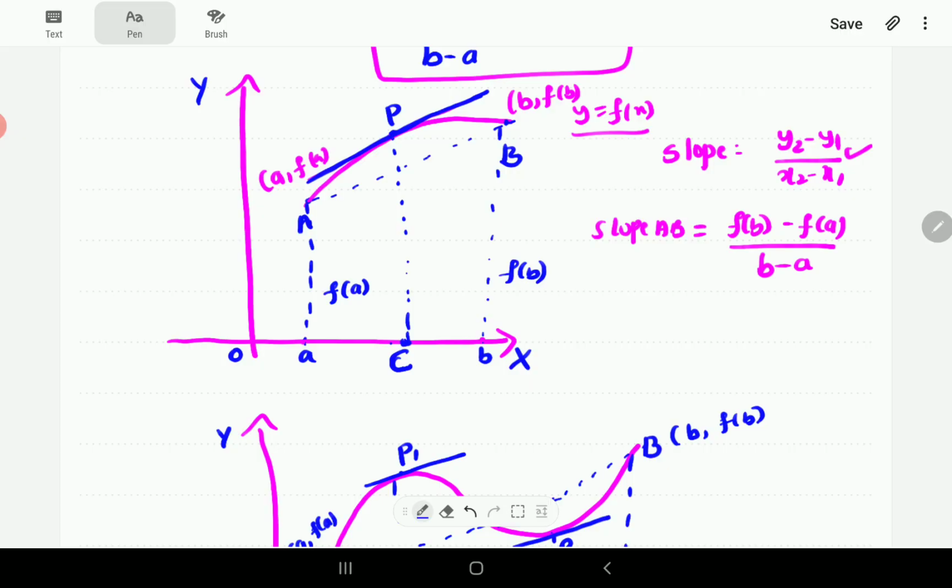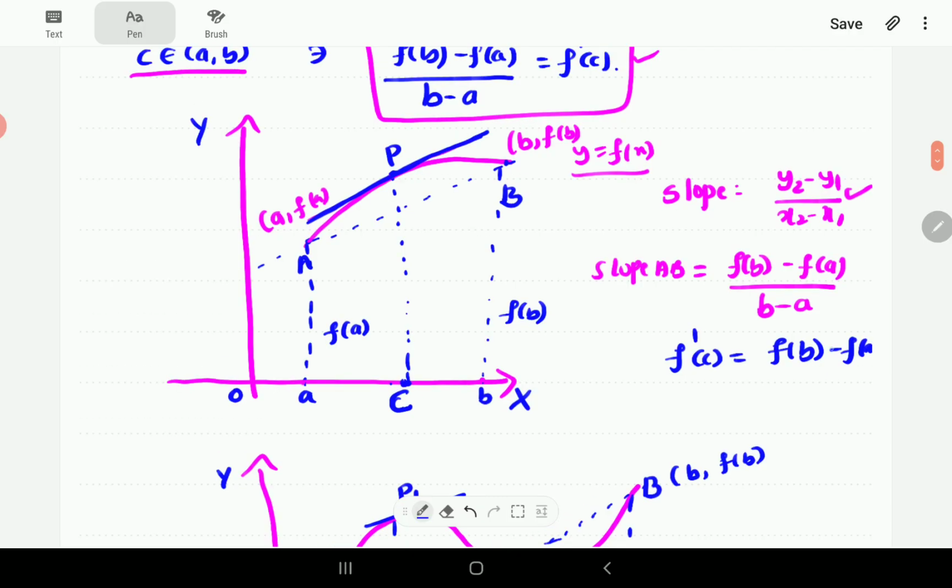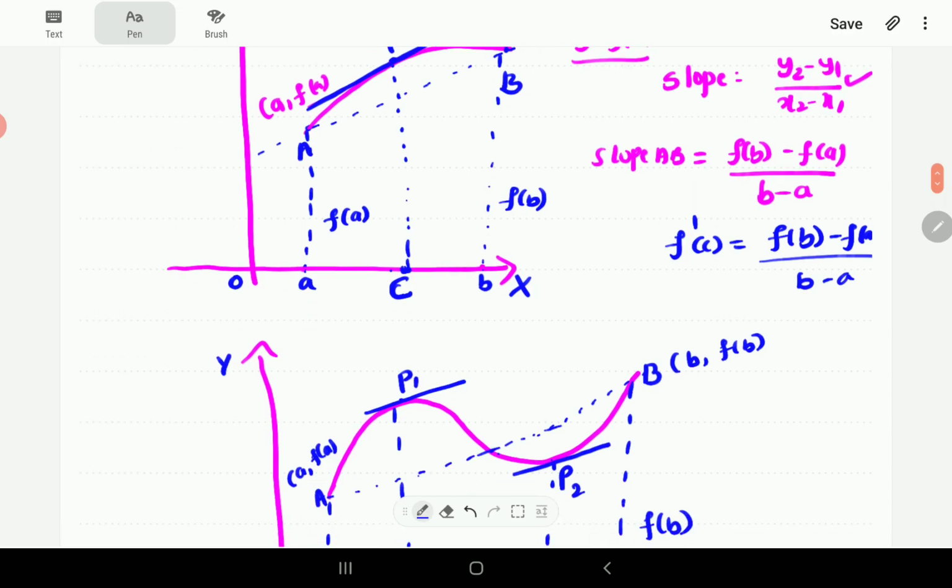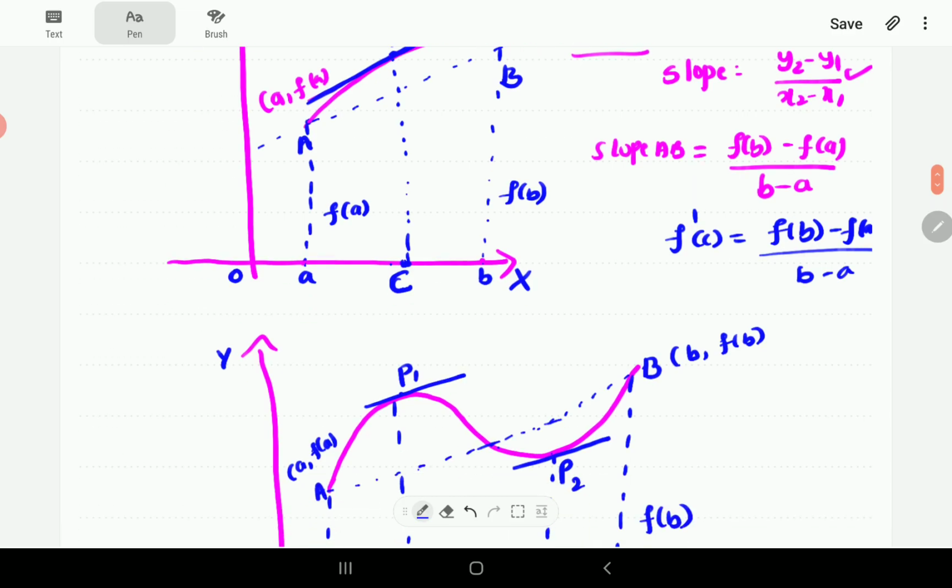So therefore the chord AB is parallel to the tangent at P. Therefore we can write f dash of c is equal to f of b minus f of a upon b minus a. So that is actually the geometrical interpretation with respect to this figure you have seen.